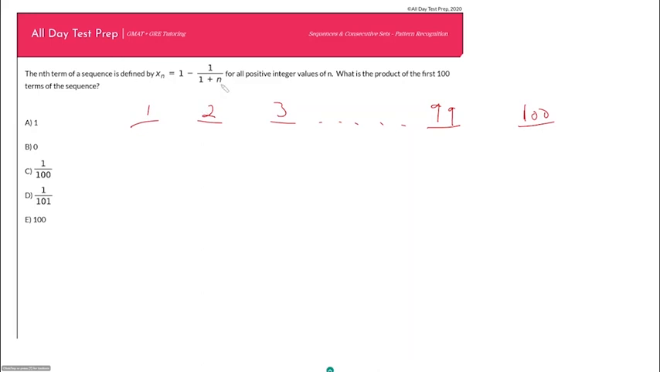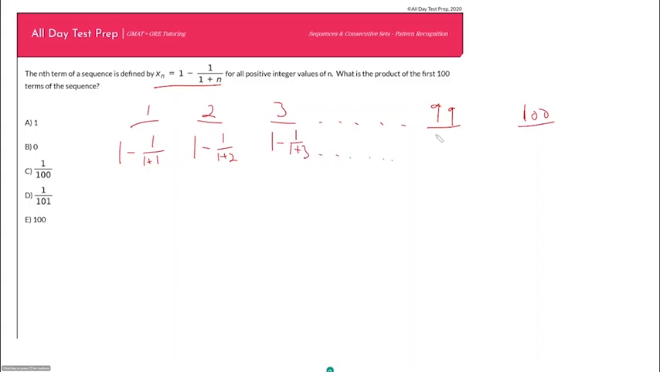So let's translate. These pattern recognition type questions for sequences are two-step processes. You need to translate the formula accurately, and then find the pattern. Any term in our sequence is equal to 1 minus 1 over 1 plus that number's place within the sequence. So the first term is equal to 1 minus 1 over 1 plus 1. The second term is 1 minus 1 over 1 plus 2. The third term is 1 minus 1 over 1 plus 3.